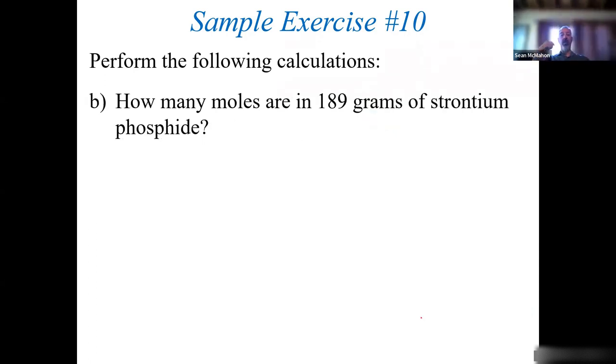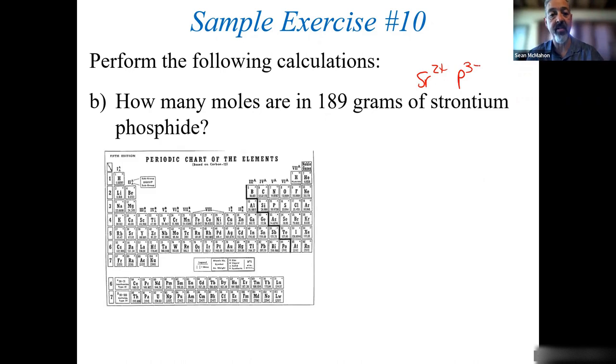How many moles are in 189 grams of strontium phosphide? Strontium, Sr2 plus, phosphide, phosphorus, P3 minus. So I go on the periodic table and I figure out 1 mole of strontium phosphide is 324.8 grams. I need to convert grams to moles.